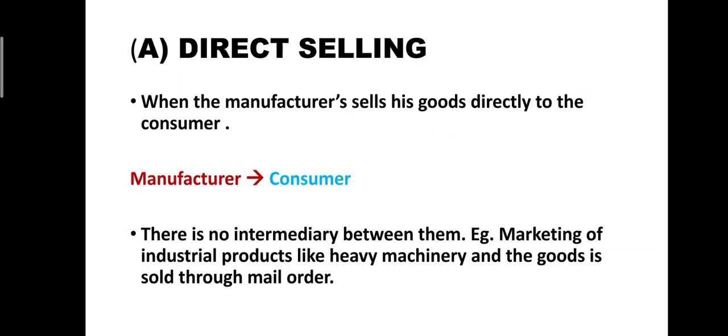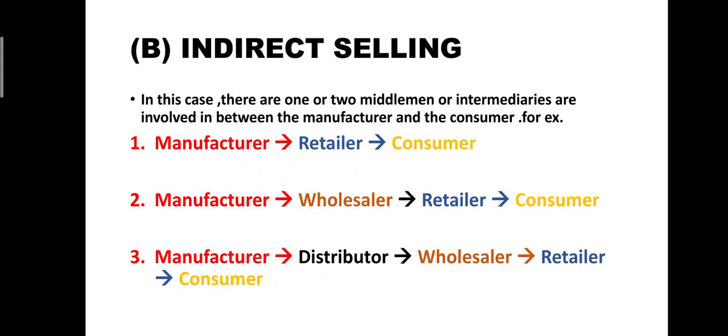First, direct selling. What is direct selling? As the name says, direct means from manufacturer to consumer. There is no middleman. When the manufacturer sells his goods directly to the consumer, it is called direct selling. There is no intermediary between them. Example: marketing of industrial products like heavy machinery, and goods sold through mail order. That means direct company to customer.